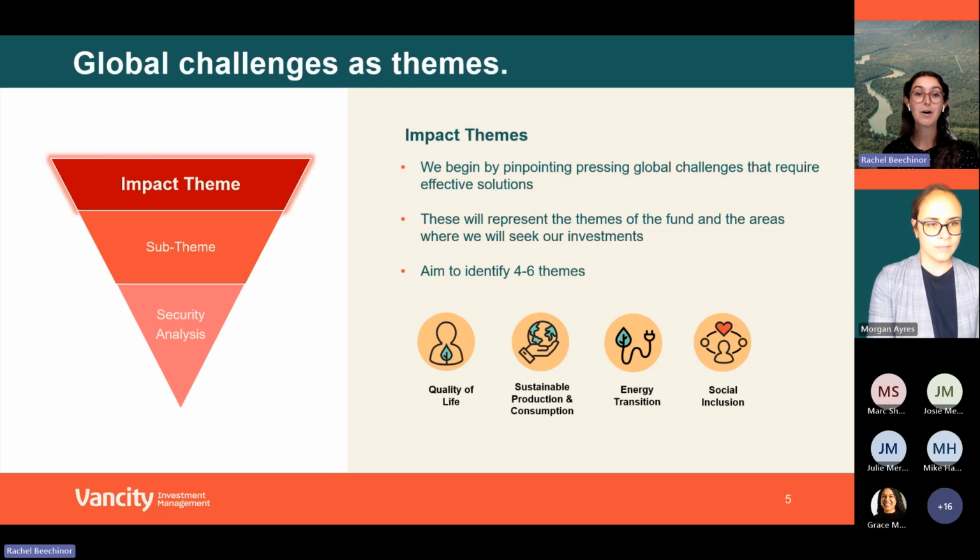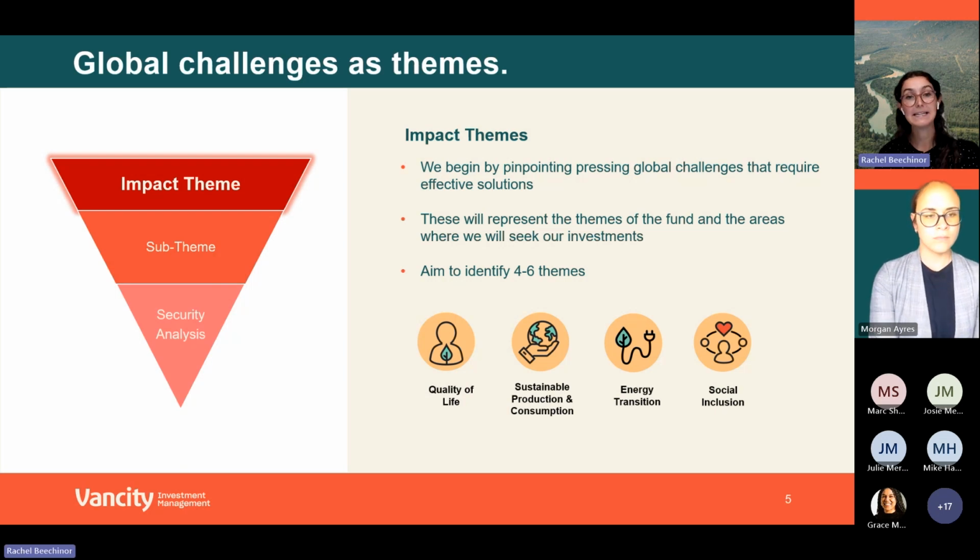And now, moving on to the impact fund's impact themes, we begin by taking a very high level, 3,000-foot view of the world, and pinpointing pressing global challenges that we believe require more effective solutions or more innovative solutions, or just scaling of already present solutions. We think of these overall themes as complex challenges facing the world that have very complicated and many interdependent factors that will require numerous sets of solutions to solve, both from public and private markets.